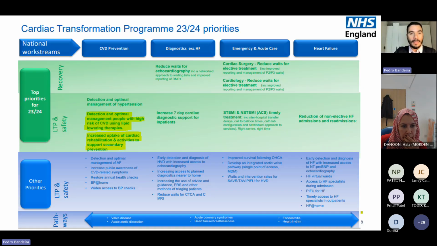And this is also just a summary from NHS England. Last year, this cardiac transformation program was announced, and you can see the top priorities for this financial year included the optimal management of hypertension and lipid management, using lipid-lowering targets and therapies, and this is what we're going to be focusing on today.